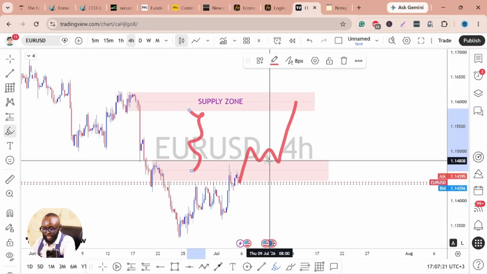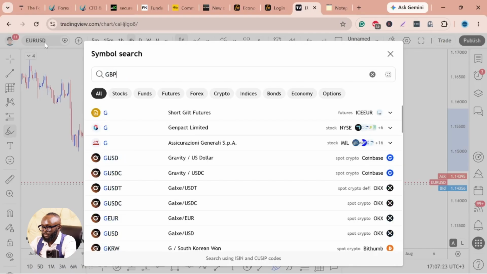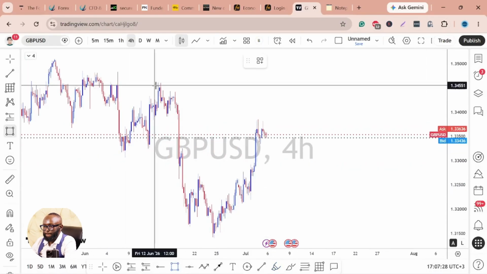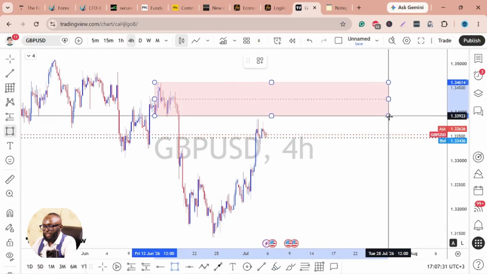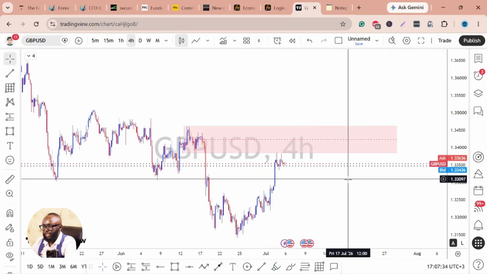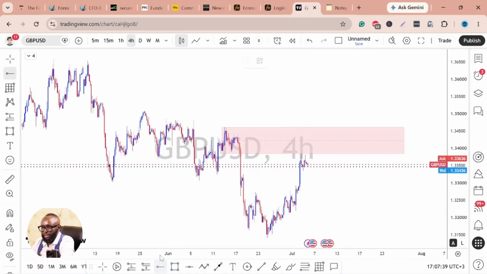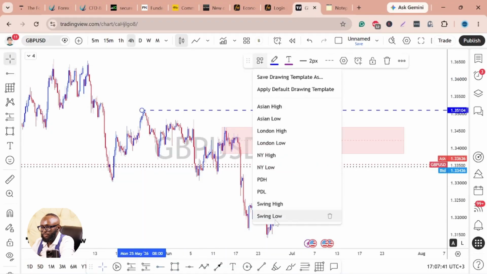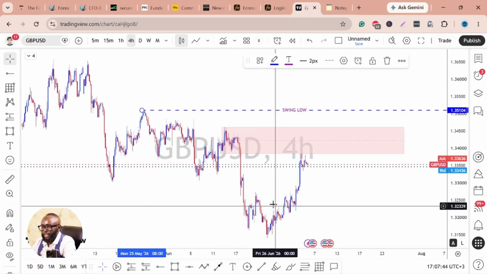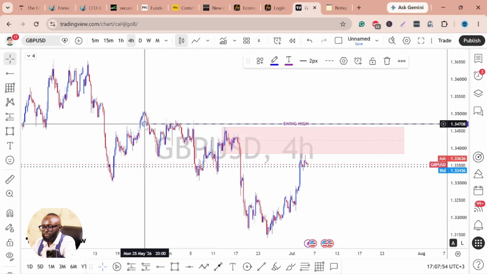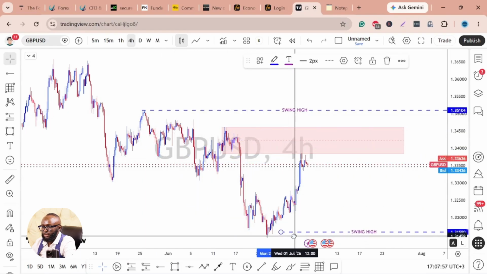Now let's look at GBPUSD. For GBPUSD, our main area of interest is this supply zone over here, which is a 4-hour supply zone. Remember also, this is a swing high, and on the other extreme, this is our swing low.